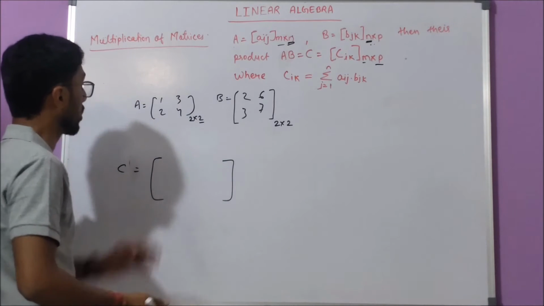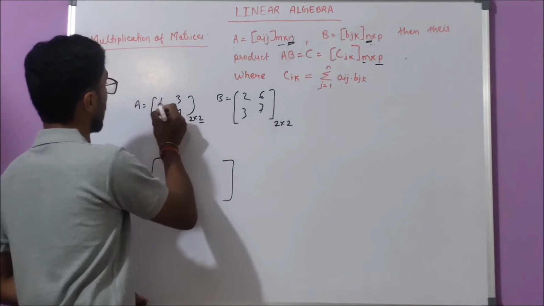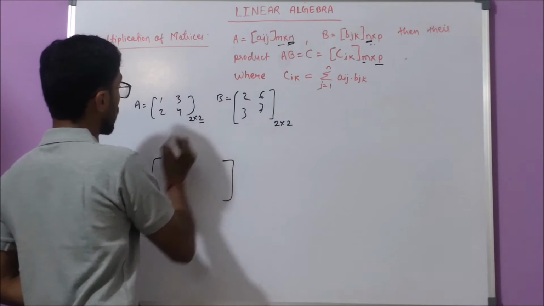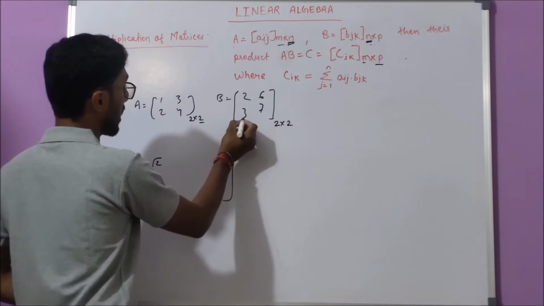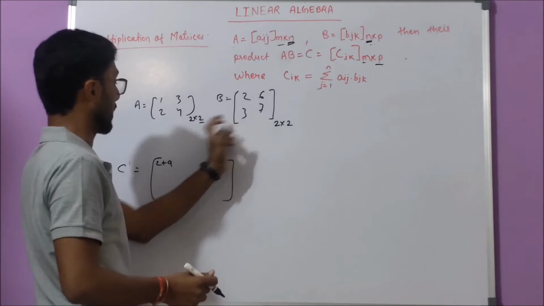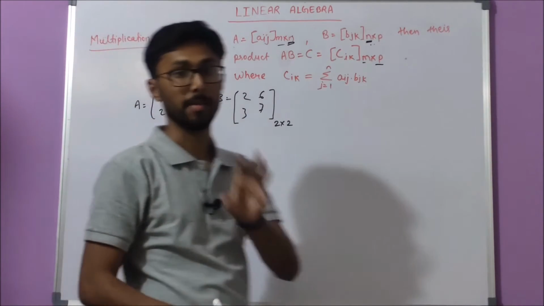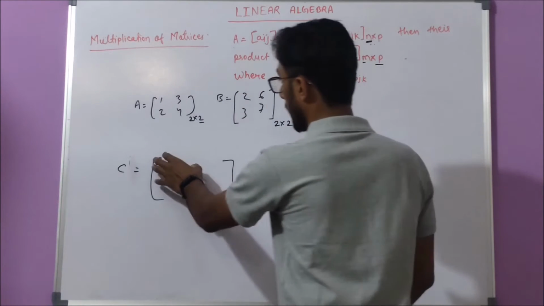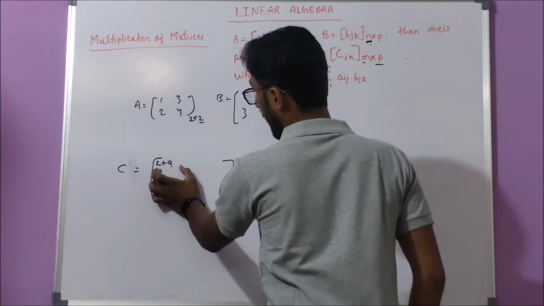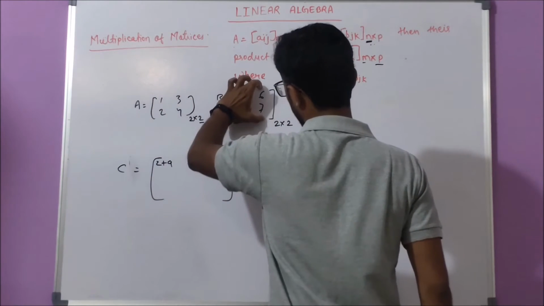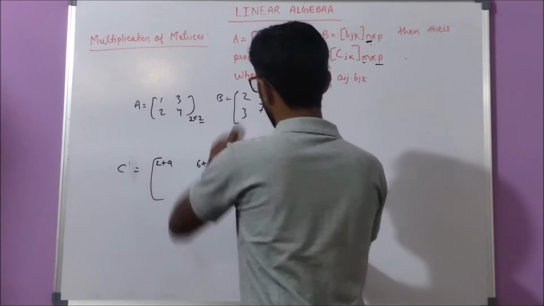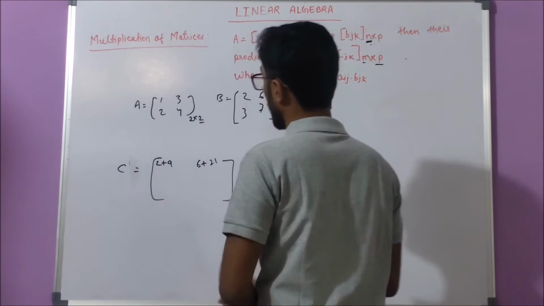Let's do the multiplication and see. So what we have to do is, 1 and 3 should be multiplied with 2 and 3. So 1 2s are 2 and 3 3s are 9, and then add them. So we have got the first element of our resultant product, 1 into 2 plus 3 into 3, which I have written here. Then 1 3 should be multiplied with 6 7. So 1 into 6 is 6 plus 3 into 7 is 21.